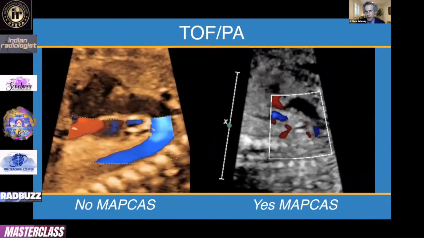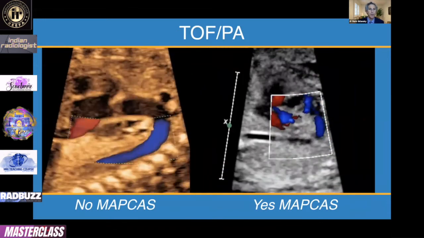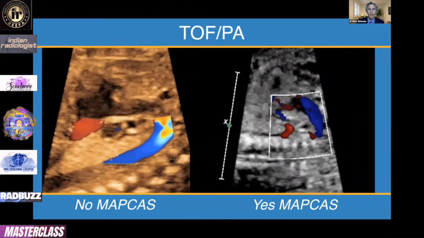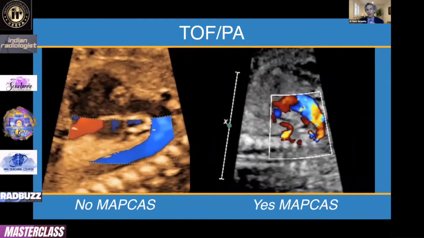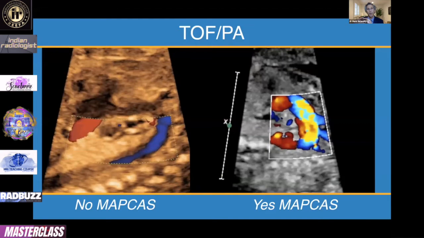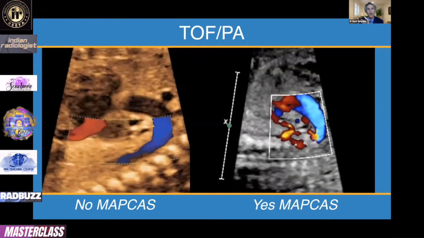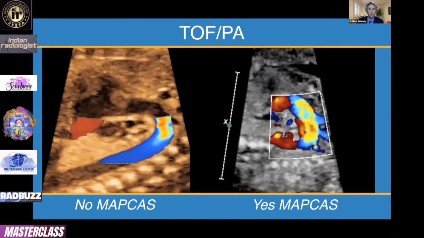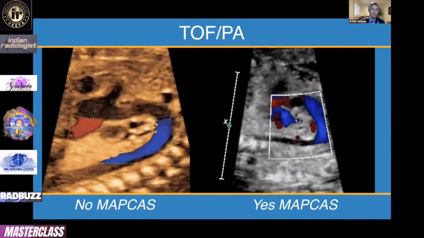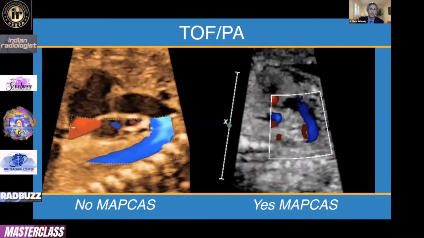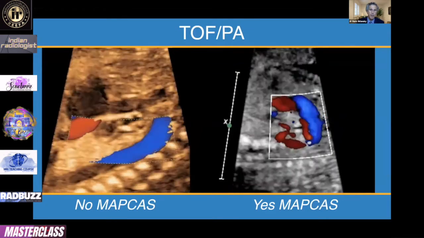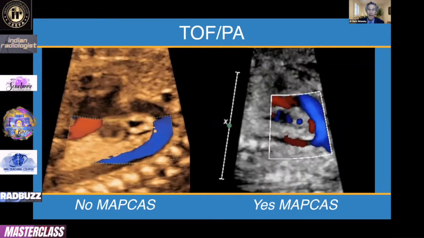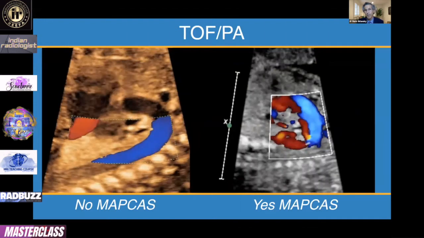Now, there's another consideration with tetralogy, which is how severe is the pulmonary stenosis. Severe pulmonary stenosis to the point that no flow goes across because of anatomic obstruction is called pulmonary atresia. Pulmonary stenosis is obstruction. Pulmonary atresia is complete obstruction. And pulmonary atresia with tetralogy can have a good prognosis, or it can have a very poor prognosis.